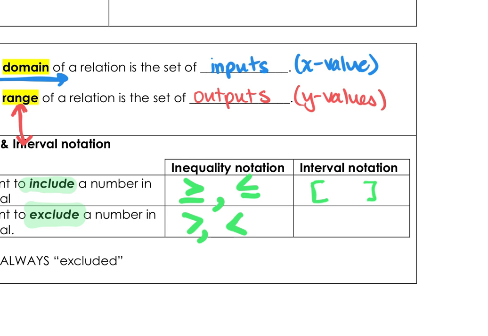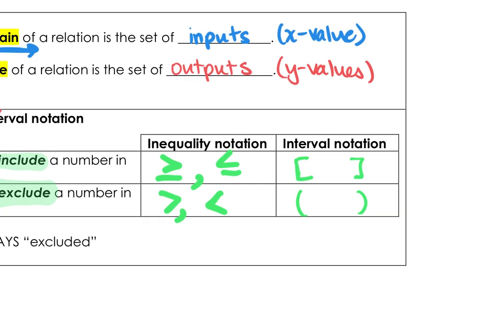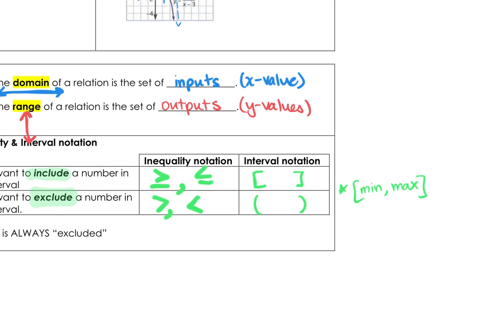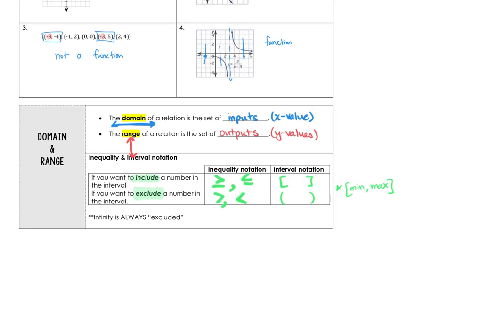And if the value is not included, that's when you use the parentheses. And remember with this bracket notation, I don't know if you want to make yourself a little note or something, but that's when you would literally put the minimum value, comma, maximum value, and then again, you either have the brackets or the parentheses. So that interval notation has to be minimum value, comma, maximum value. Just as a little note, we'll practice that when we do our examples.